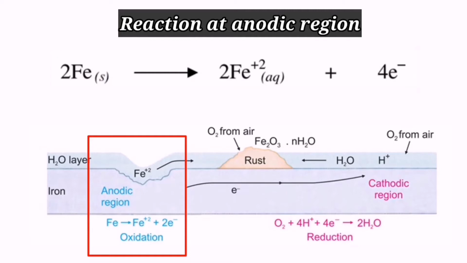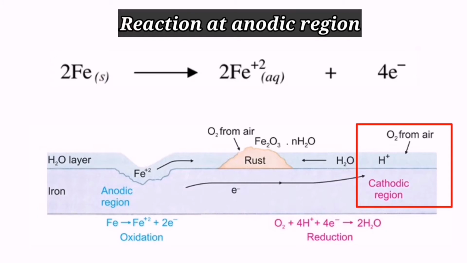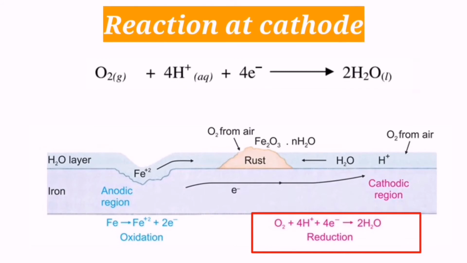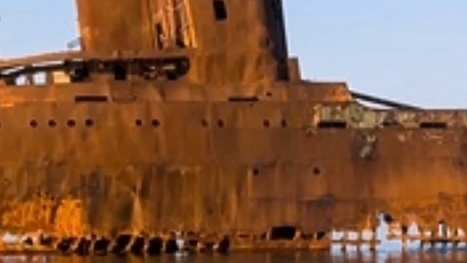The free electrons move through the iron sheet until they reach a region of relatively high oxygen concentration near the surface, surrounded by a water layer. This region acts as the cathode, and electrons reduce the oxygen molecule in the presence of hydrogen ions. Here is the reaction. These hydrogen ions in the reaction are provided by carbonic acid, which is formed because of the presence of carbon dioxide in water. That's why an acidic medium accelerates the process of rusting.